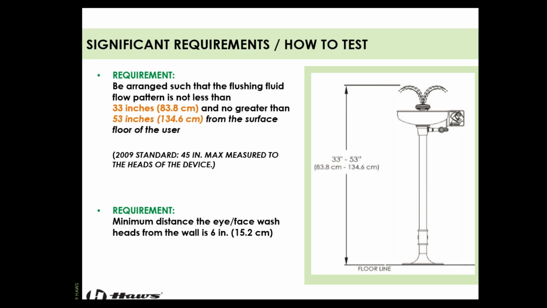The minimum distance around the eye or eye face wash heads has to be, and it says from the wall, is 6 inches, but really it's any obstruction around it, right? And the point is that it doesn't obstruct the flow, and there's nothing that you're going to have to contend with for space or hit your head on anything when going to use the equipment. So ensure there's a clear space of 6 inches around the heads of the device.